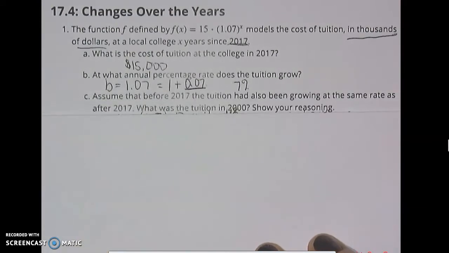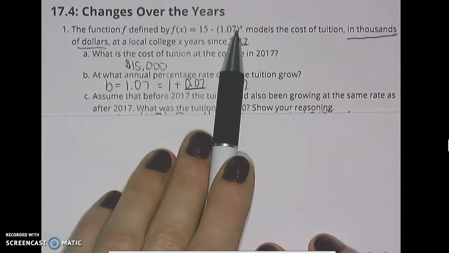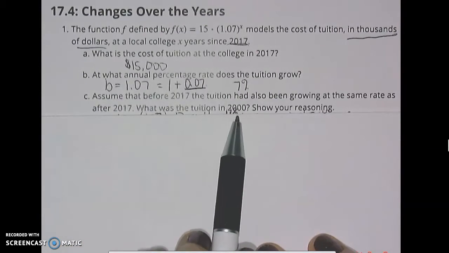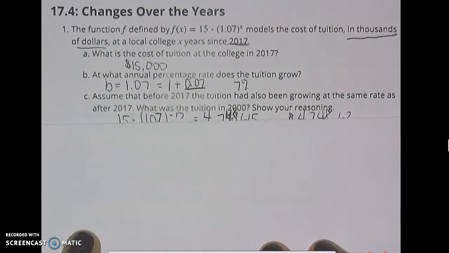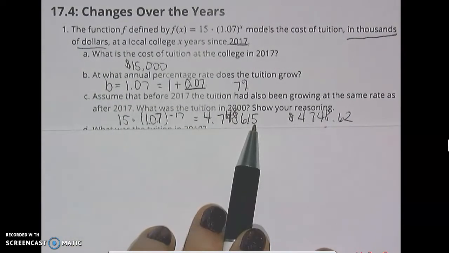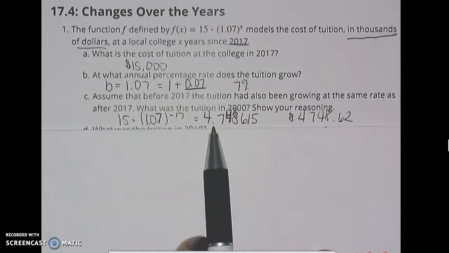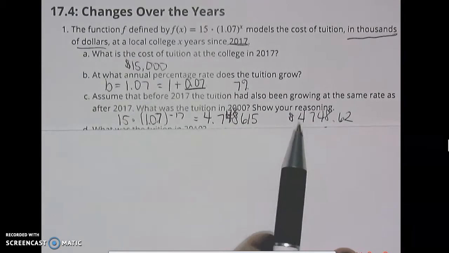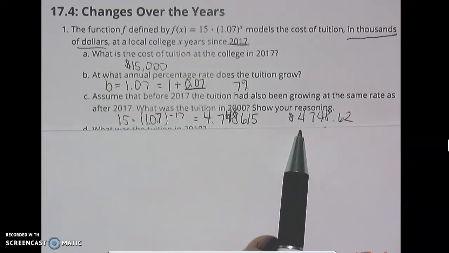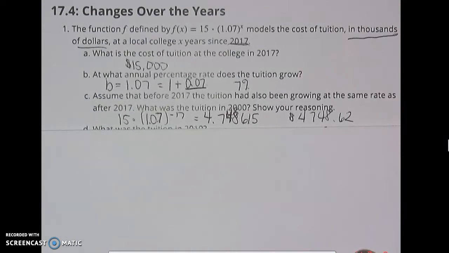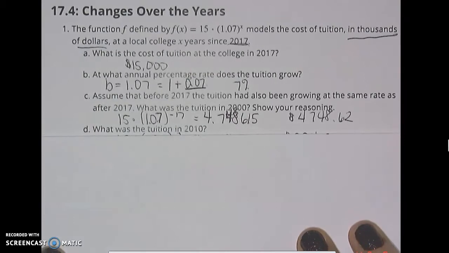Assume that before 2017, the tuition had also been growing at the same rate as after 2017. What was the tuition in 2000? So with this, if we're in 2017 for our thing here, but our question's asking us 2000, we need to go backwards in time, which means that we would be at an x value of negative 17. And when you plug that in, you get an answer of this. But this should be in thousands, so we're going to take that answer and multiply it by 1,000, and we get $4,748.62 for tuition in 2000. So then what was the tuition in 2010?